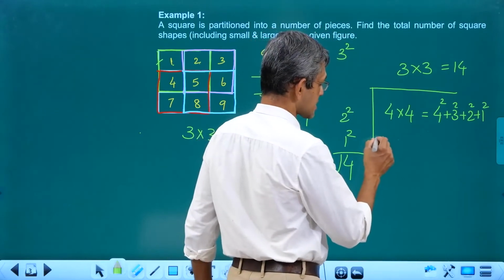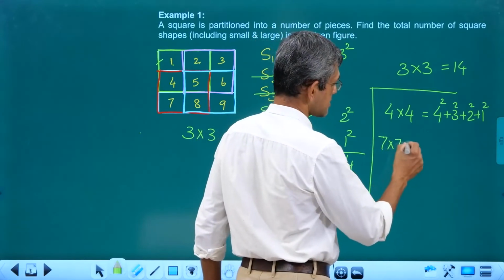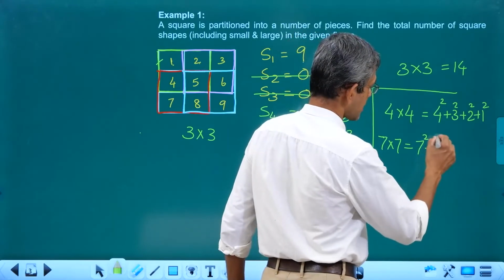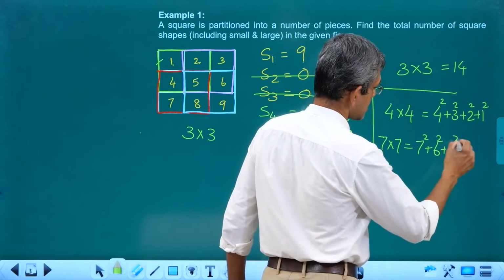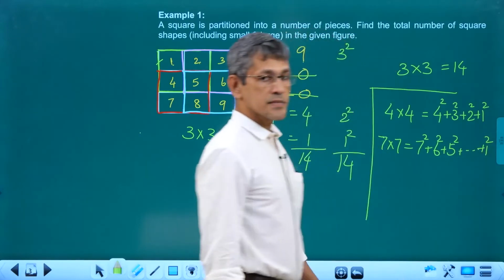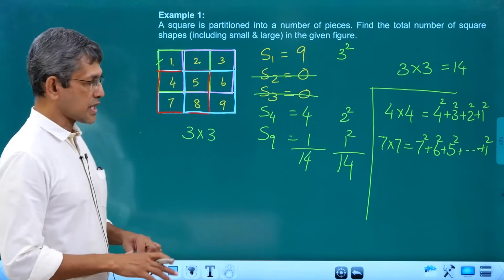And how about 5 by 5, or 6 by 6 or 7 by 7? 7 by 7 means you have to start from 7 square. So 7 square, 6 square plus 5 square, all the way it goes to what? 1 square. That's a simple way of doing that, right?